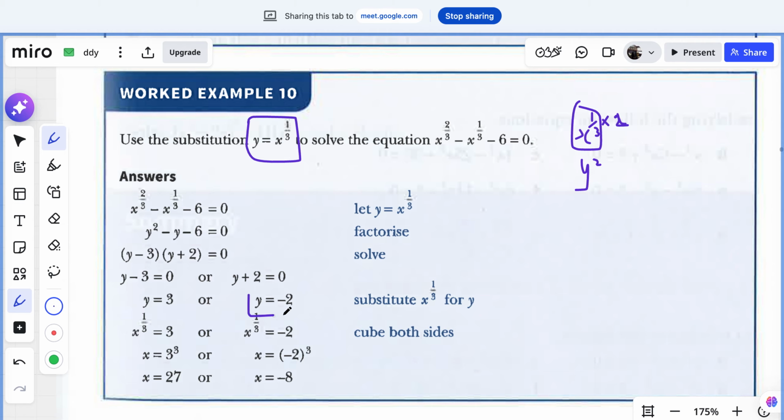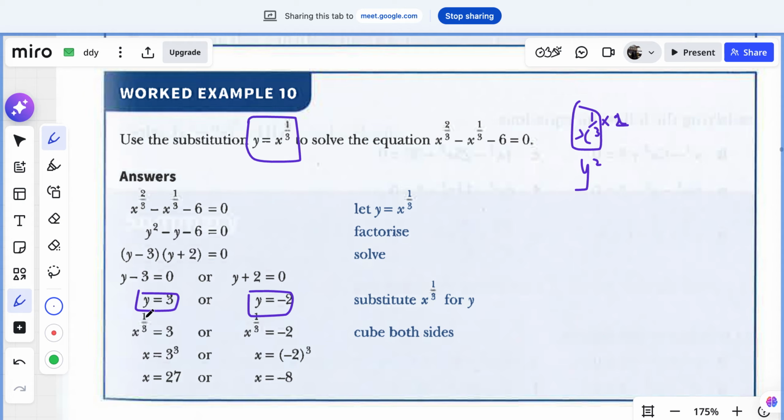Remember, that's not the end. When you get your two values of y, you have to go and get your x. You have to get your x values. Now, remember the assumption you made. You say x to the power of 1 over 3 equals y. Now, we found y to be 3.